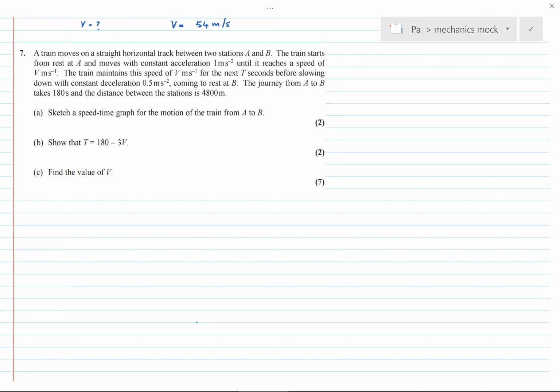So in this third part, we're doing the final two questions of the Edexcel or Pearson's International M1 paper from October 2016. It's a speed time graph question, and here we've got a train that accelerates with a constant acceleration of 1 meter per second squared, and it reaches a speed of v, and then it maintains that speed, so it's a constant velocity, and then it decelerates.